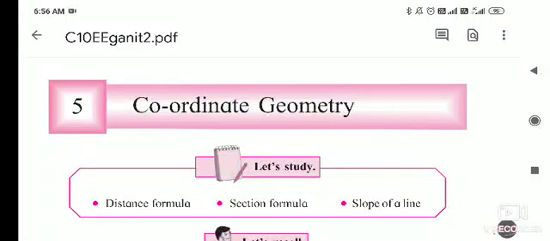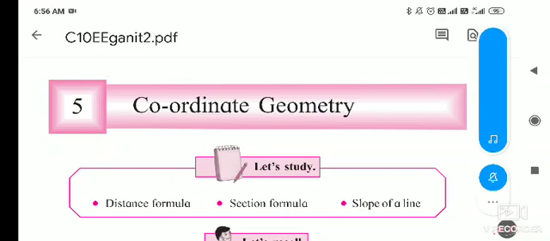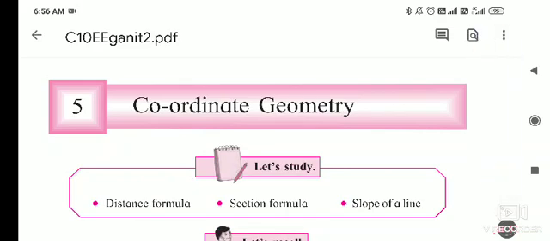Hello students, today we will start the next lesson, that is lesson number 5, coordinate geometry.